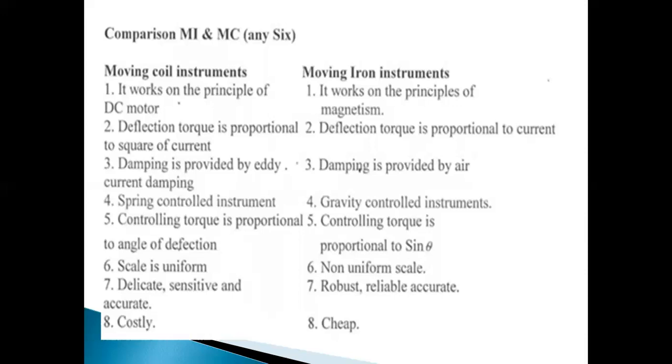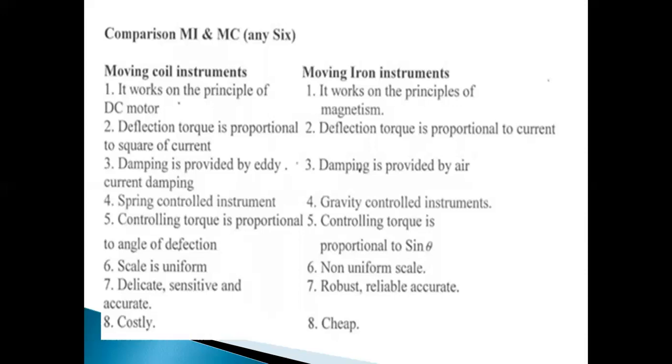Second one, deflection torque is proportional to the square of the current. And on that side, the deflection torque is proportional to the current. Okay. So here in this moving coil side, the deflection torque is proportional to the current, here it is proportional to the square of the current only. And third point, damping is provided by eddy current damping. And here, the damping is provided by the air.